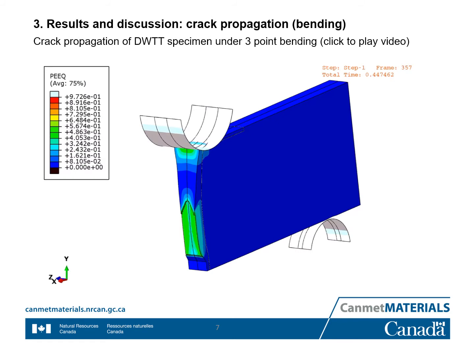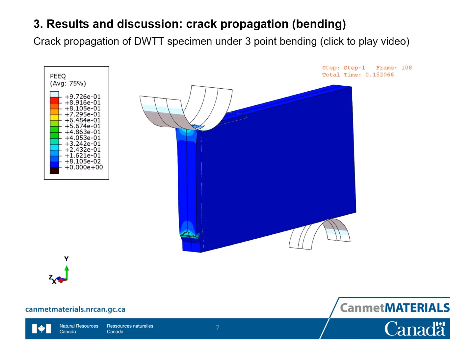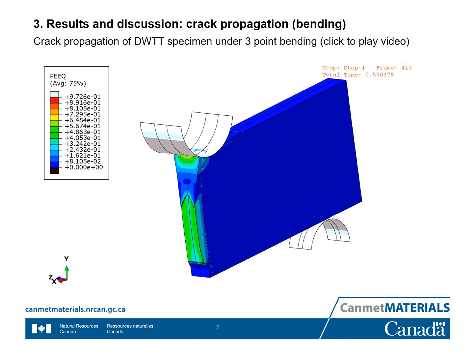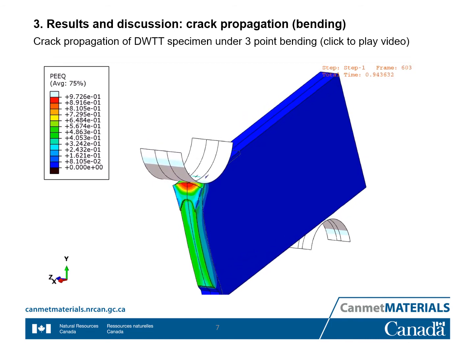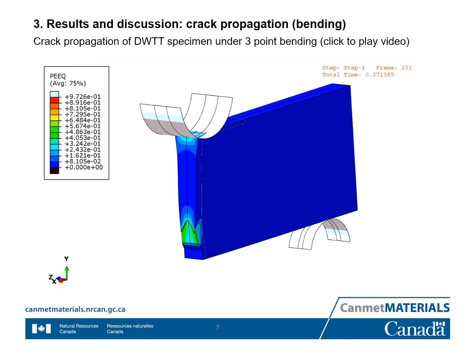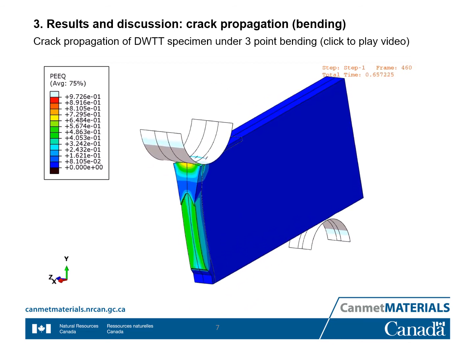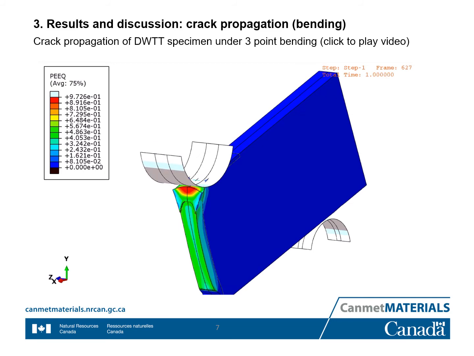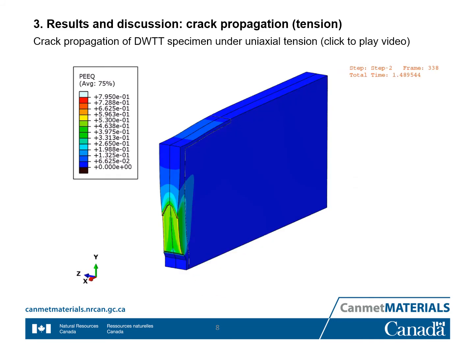Here is the beginning of section 3. We will discuss the simulation results. This slide will show a video of the crack propagation of the drop weight tear test specimen under 3-point bending. And we can see that the crack is turning. This slide here shows crack propagation of the drop weight tear test specimen under uniaxial tension.